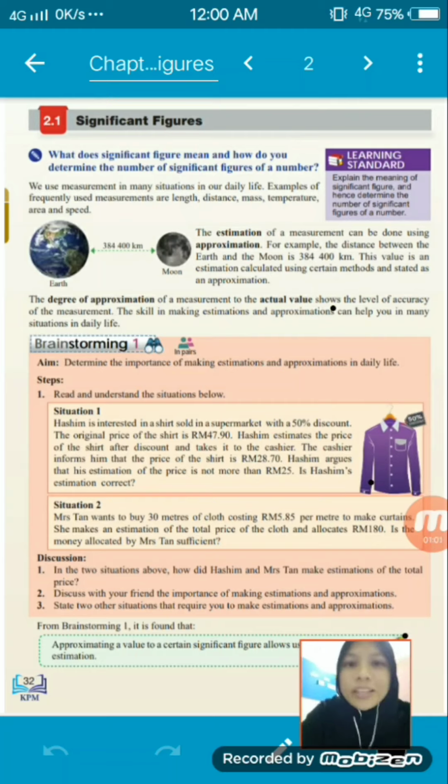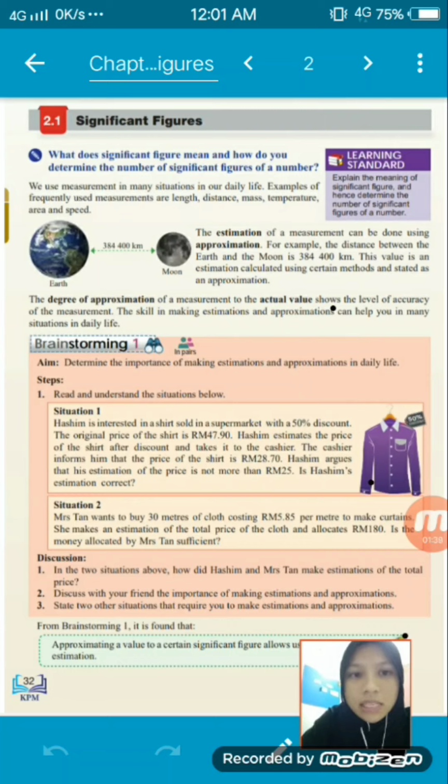We use measurement in many situations in our daily life. Examples of frequently used measurements are length, distance, mass, temperature, area, and speed. Sebenarnya, scientific figures ini kita lalui dalam kehidupan seharian kita. Sebagai contoh, kita menimbang beras, mengukur jarak dari satu tempat ke satu tempat, mengukur ketinggian dan sebagainya. The estimation of a measurement can be done using approximations.